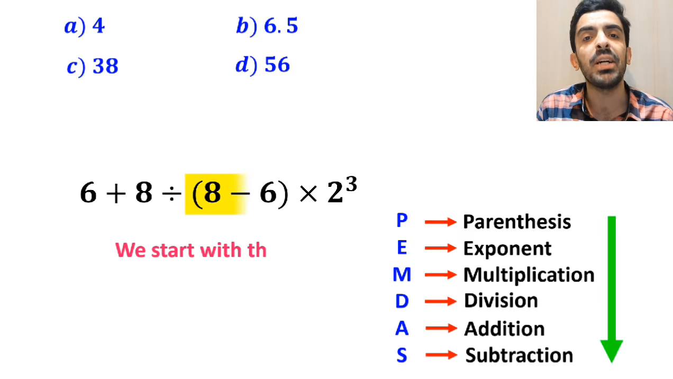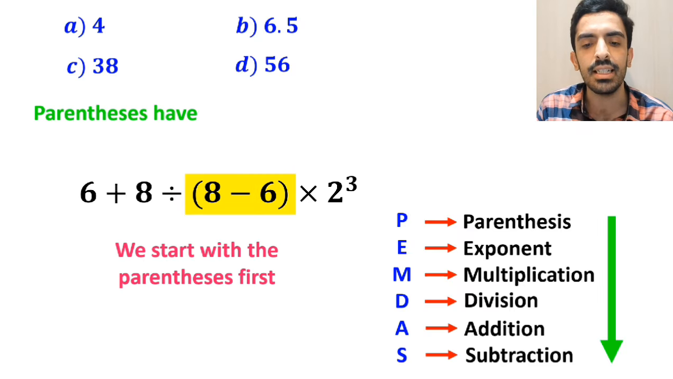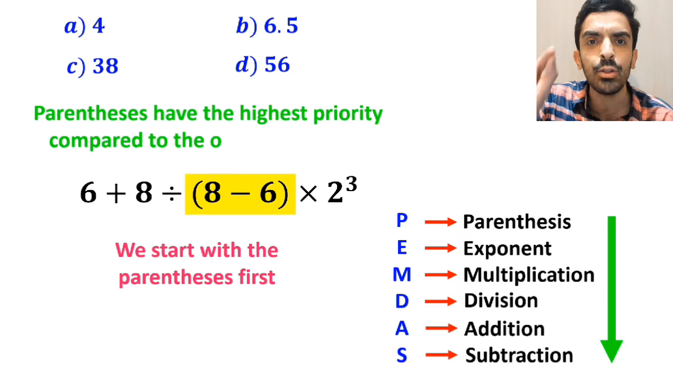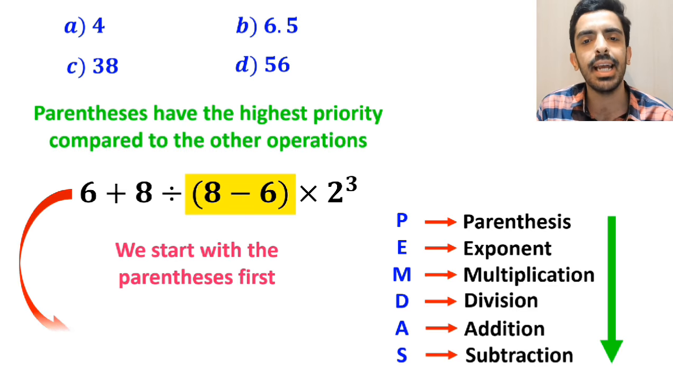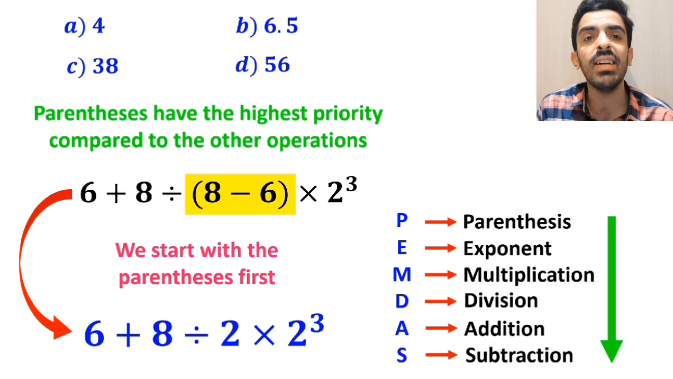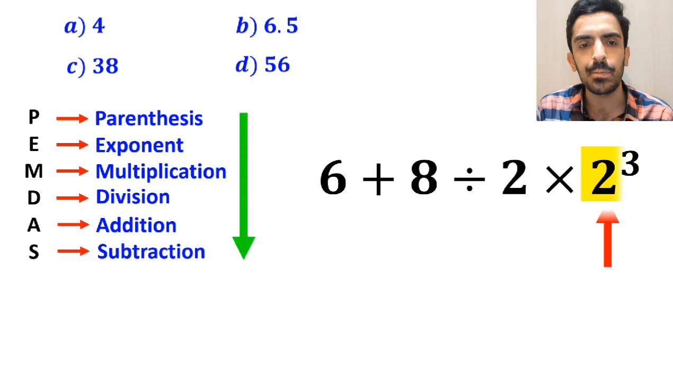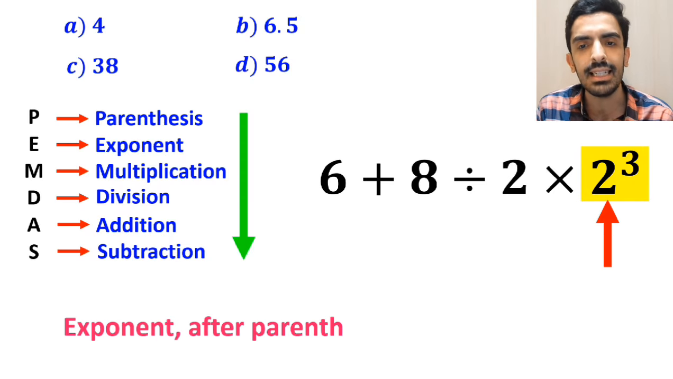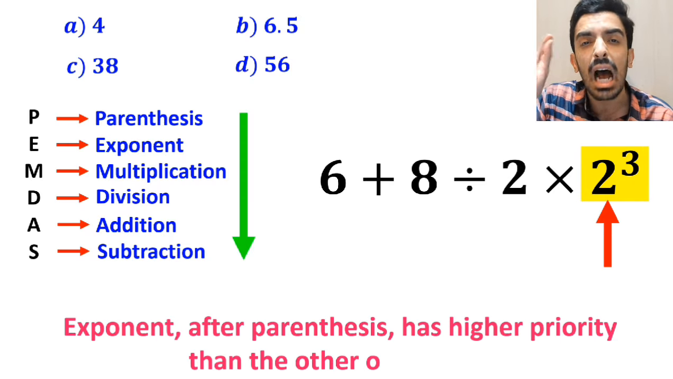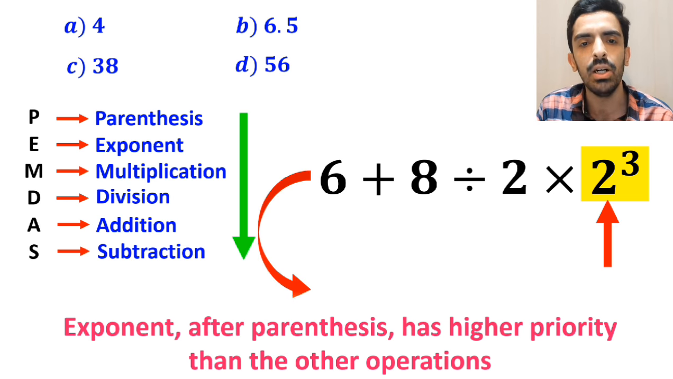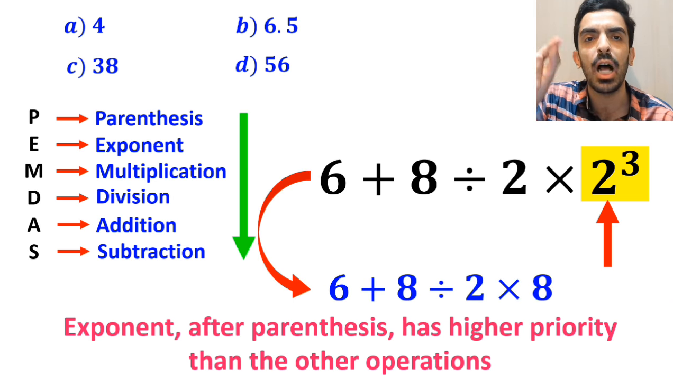So, we'll start with the parentheses first, because parentheses have the highest priority compared to the other operations. Okay, instead of this expression, we can write 6 plus 8 divided by 2 times 2 to the power of 3. And the next step, we go to the exponent, because exponent after parentheses has higher priority than the other operations. So, this expression simplifies to 6 plus 8 divided by 2 times 8.